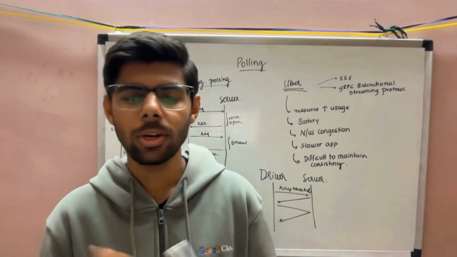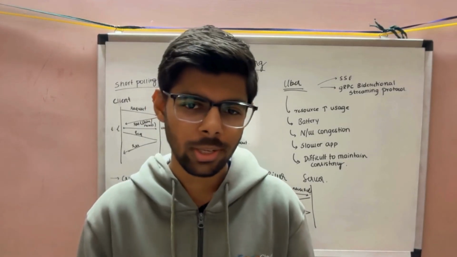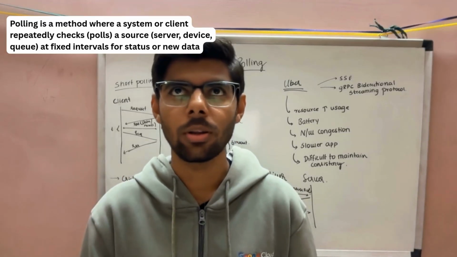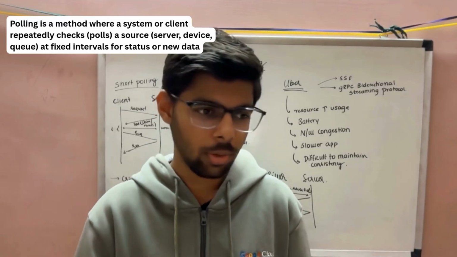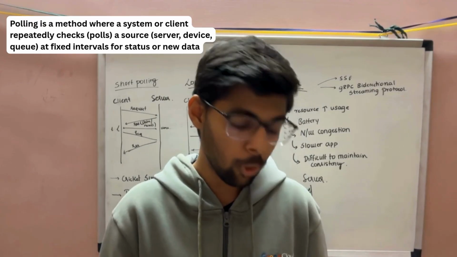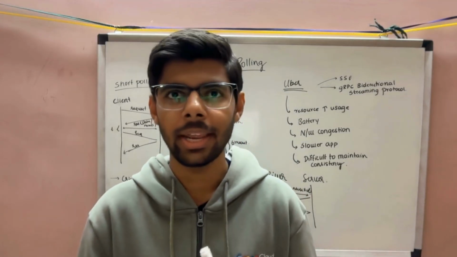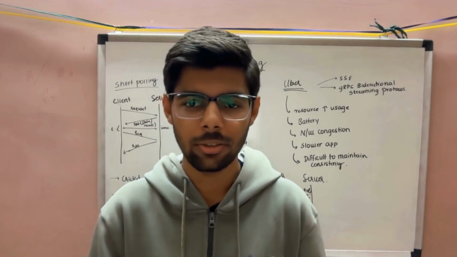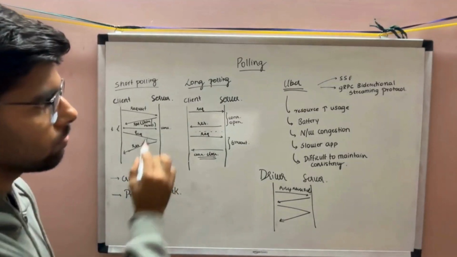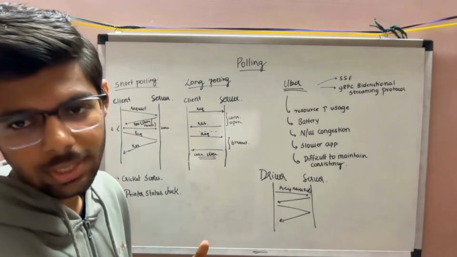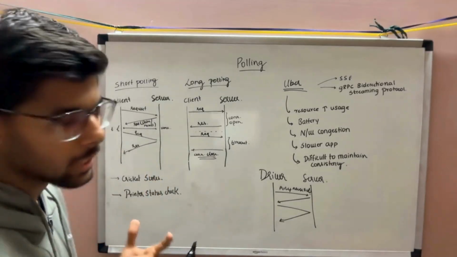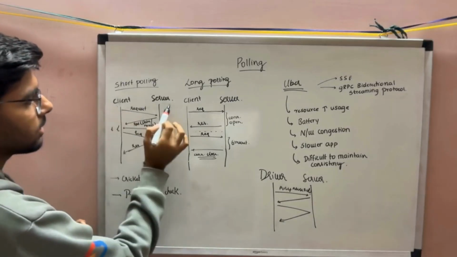So what is polling? Polling is basically a client requesting a server for data or for certain events, or for any availability of data at regular intervals. So let's say we have a client. There are two types: short polling and long polling. To explain what polling basically is, you have the client and the server.